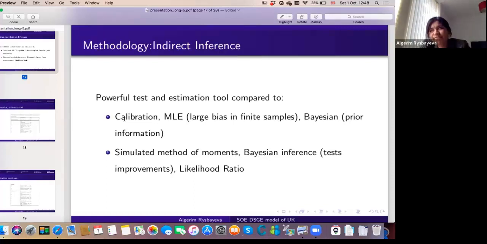I'm not saying that these methods are wrong. I just prefer to use indirect inference. We can use Bayesian estimation and indirect inference. All methodologies have advantages and disadvantages.